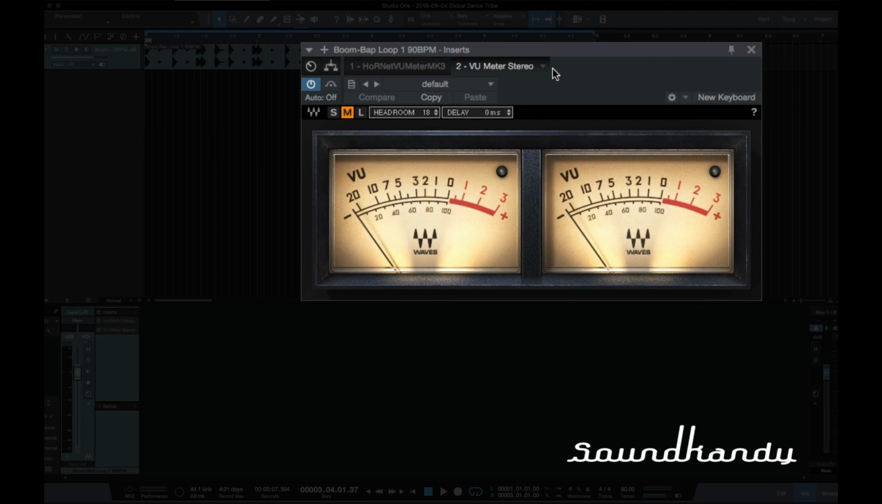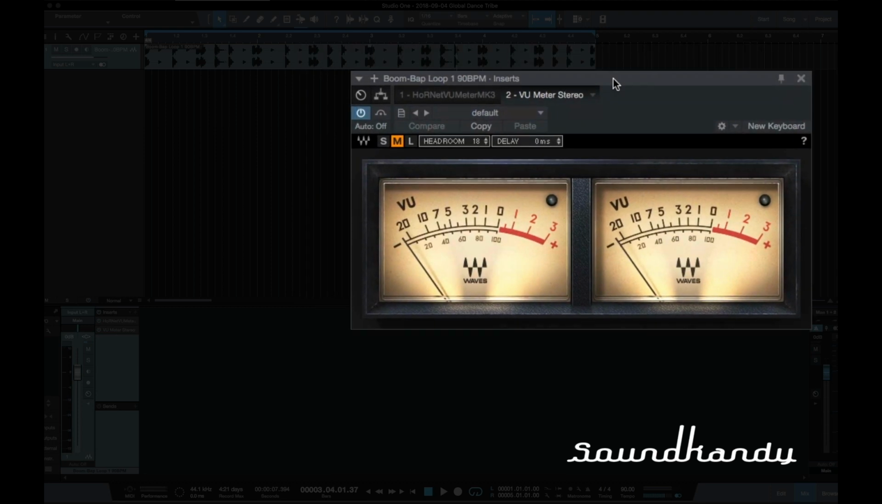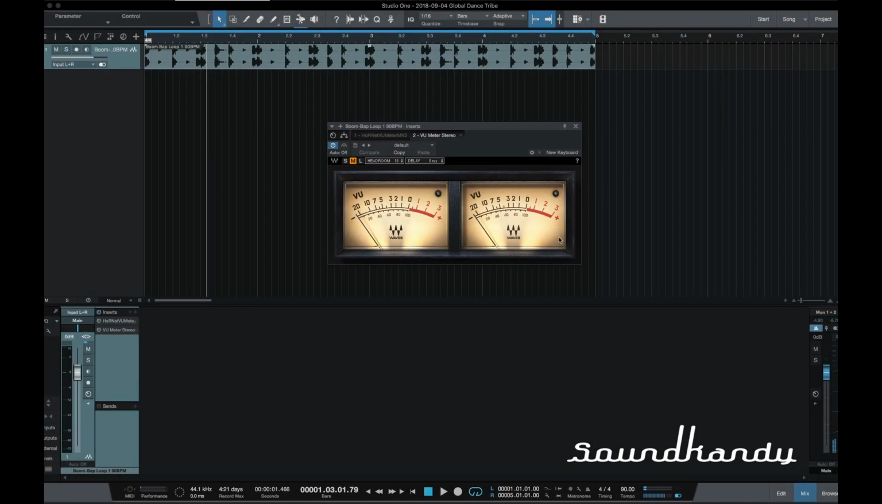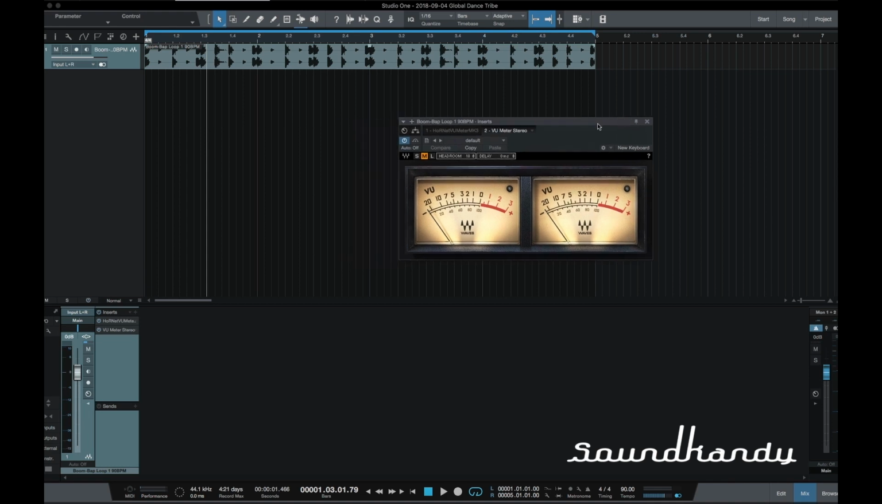This is the Waves VU meter. Let's listen to the track and have a look at the meter. Let's put that there. See anything? See any problems? Yeah, this one's slamming into the red. It's going to be a problem. Okay, so there are a couple of fixes for that.